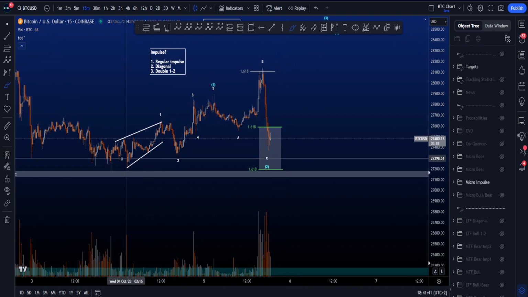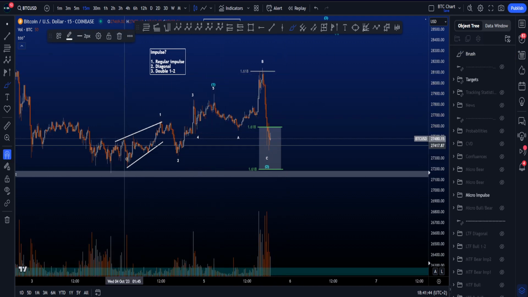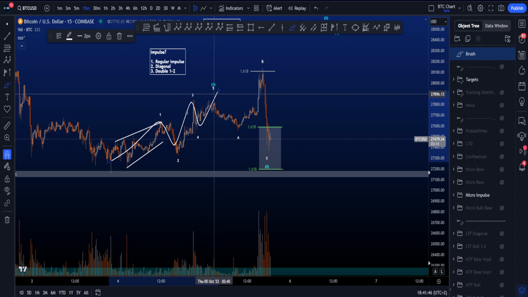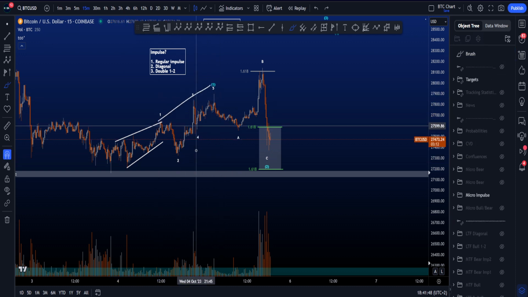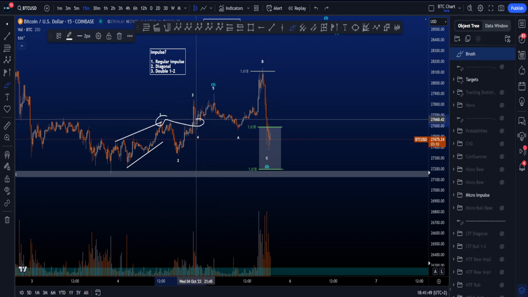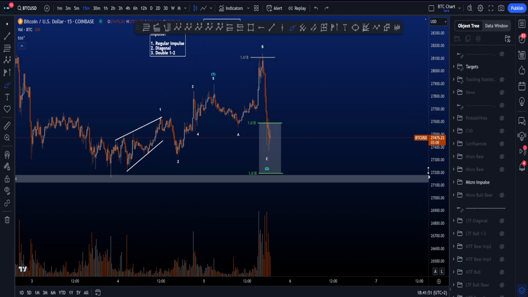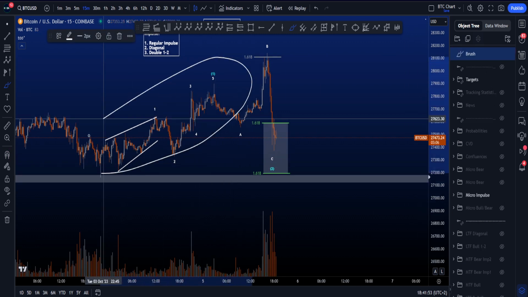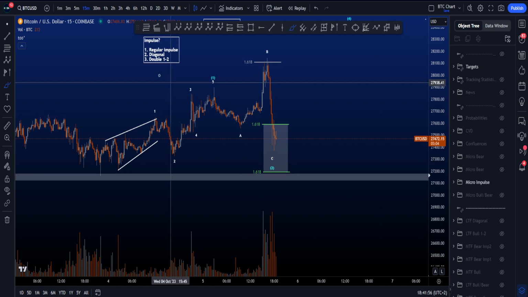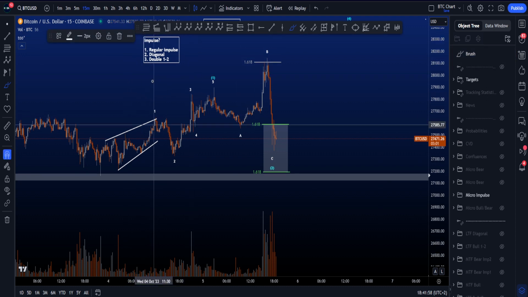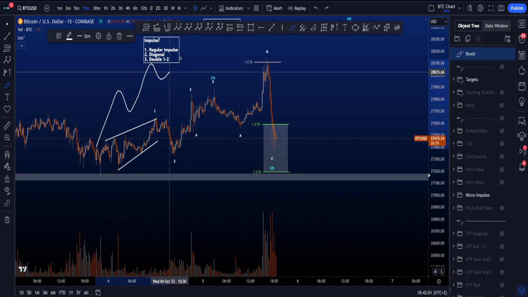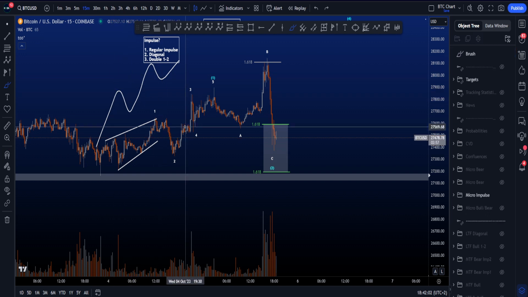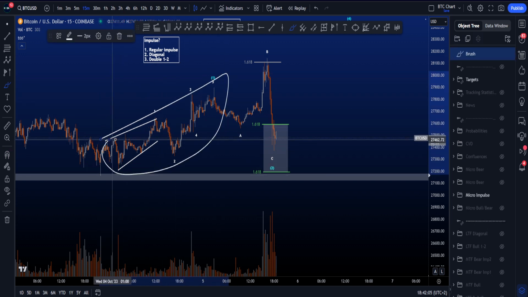In this particular scenario, we then have a wave 1 over here that is finished, 1, 2, 3, 4, 5, some sort of a diagonal here as well because of the overlap between 1 and 4, and I've got to say that counting this as an impulse to the upside, just as explained in the previous video, is not very nice. If we look at a regular impulse, 1, 2, 3, 4, 5, where 4 and 1 don't have overlap, that is kind of impossible over here.